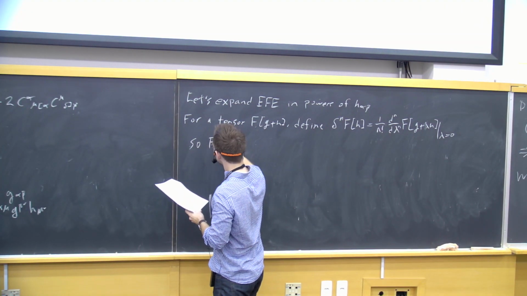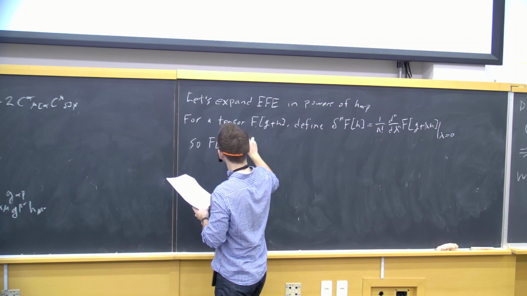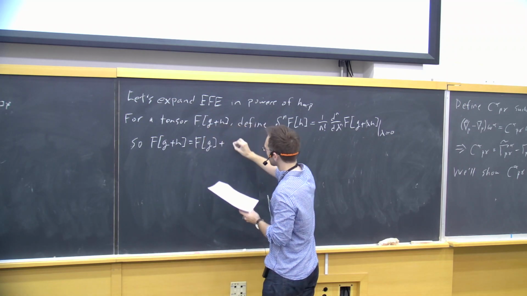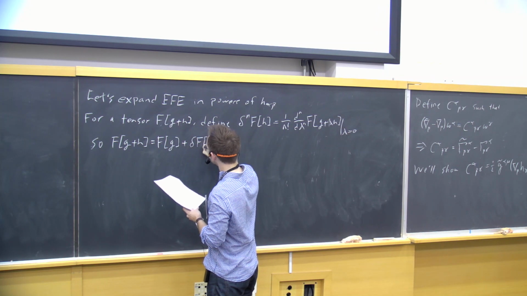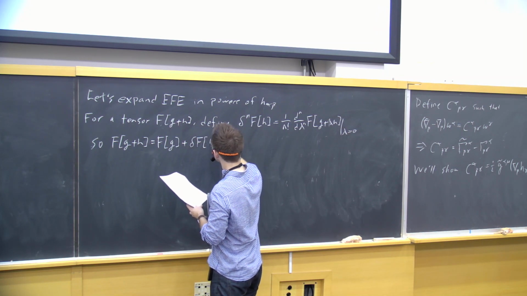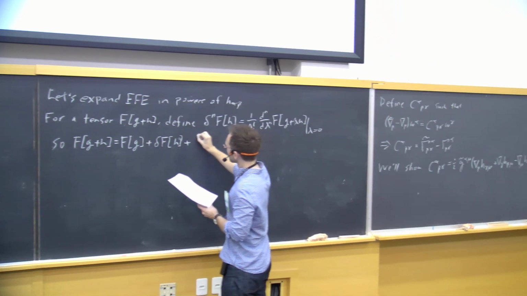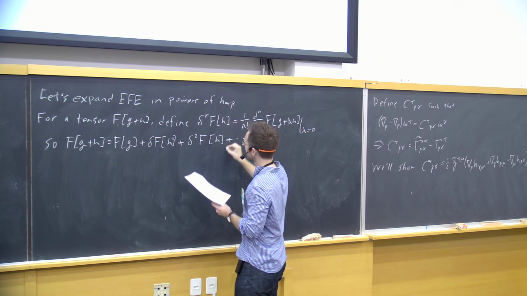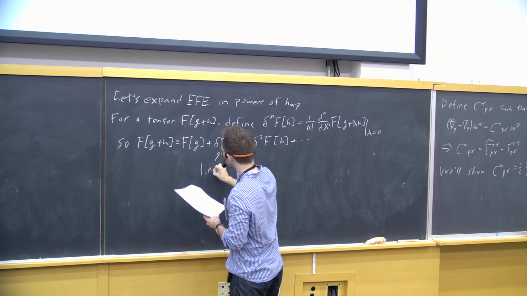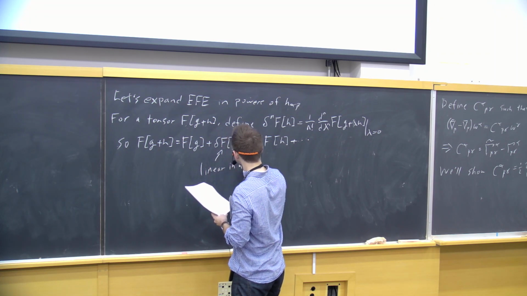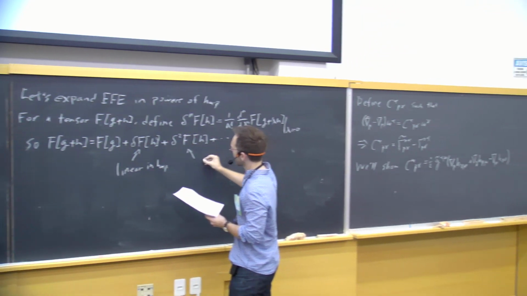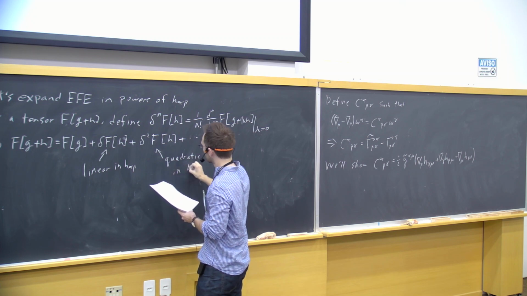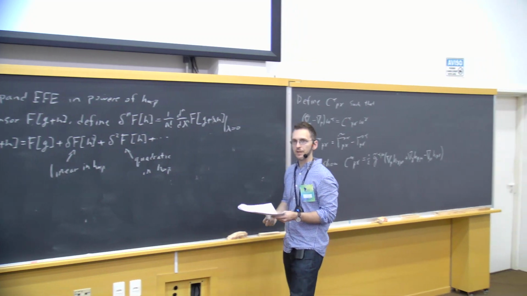So we can write f of g plus h as f of g plus delta f of h plus delta squared f of h, and so on, where this is linear in h, and this is quadratic in h, and so forth. So this is an expansion in nonlinearity.